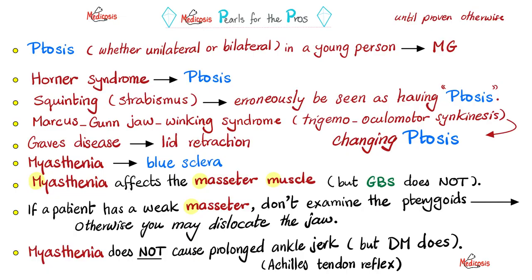Management: destroy the destroyer with pyridostigmine, give immunosuppressants such as prednisone, IVIG or plasma exchange, and if there is a thymoma, remove it. Next, my favorite part of the lecture, medicosis pearls for the pros, which your professor should have taught you, but did not. Ptosis, whether unilateral or bilateral in a young person, is myasthenia gravis until proven otherwise.